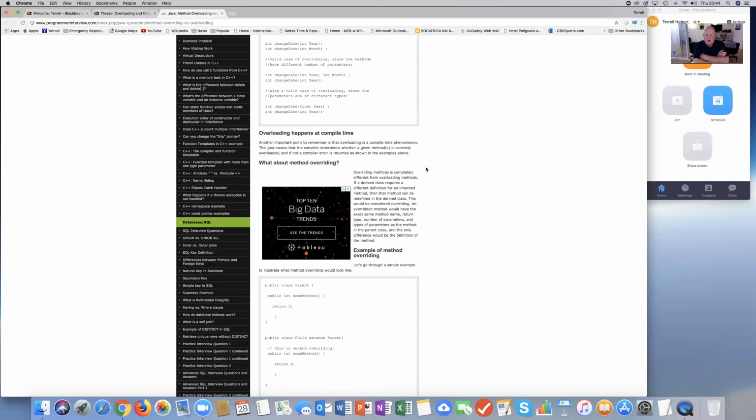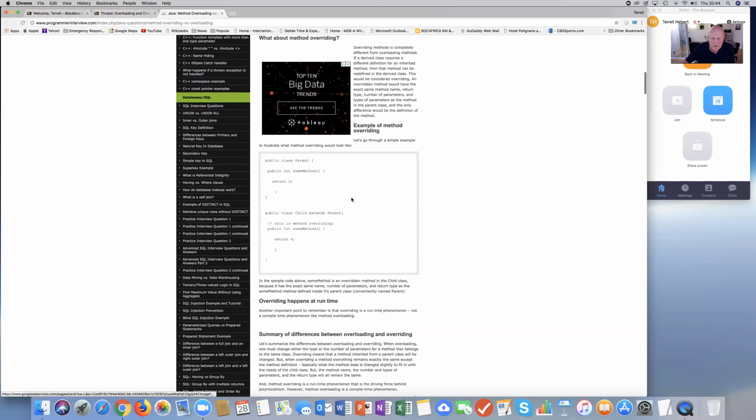What about method overriding? Well, overriding a method is different from overloading methods. It happens in a derived class. If a derived class requires a different definition for an inherited method, then that method can be redefined in the derived class. This would be considered overriding. An overriding method would have the exact same method name, return type, number of parameters, and types of parameters as the method in the parent class. The only difference would be the definition of the method.